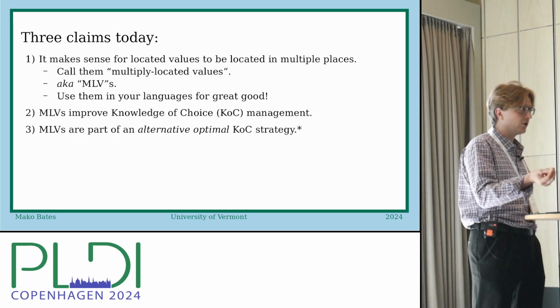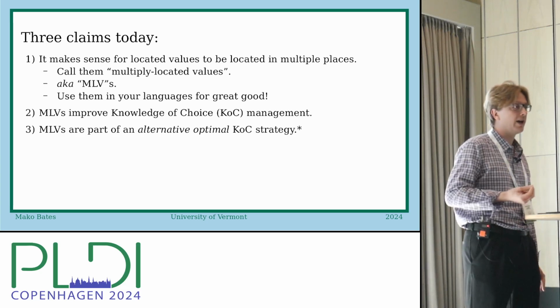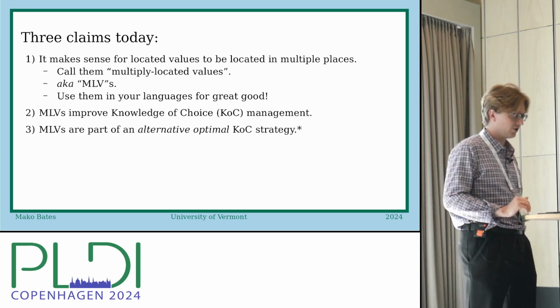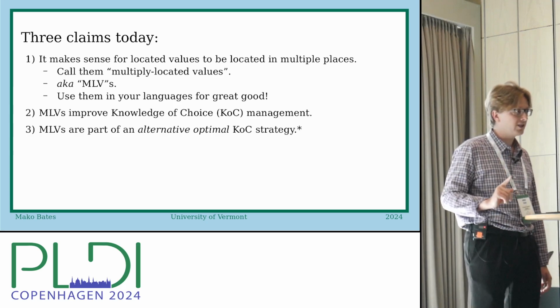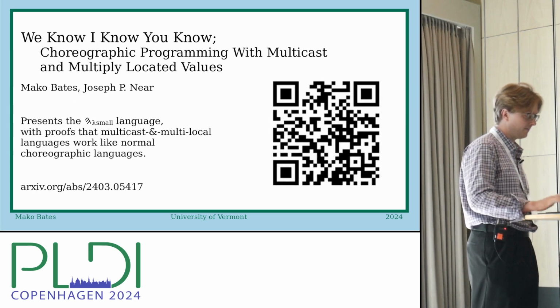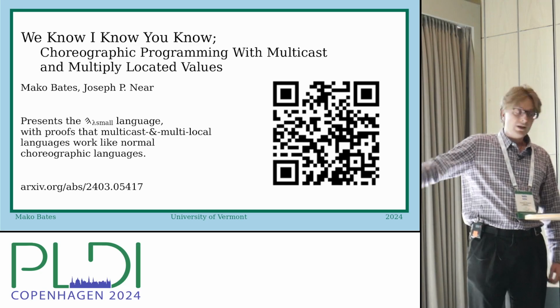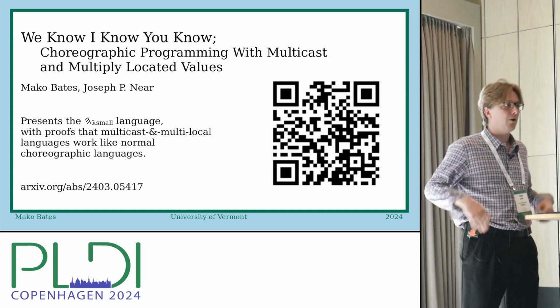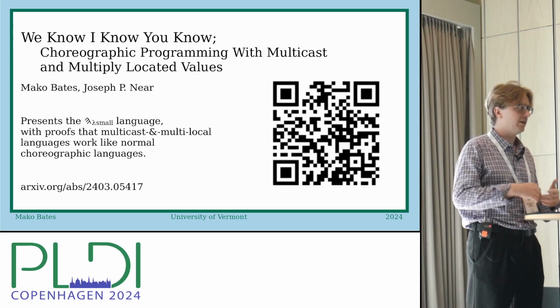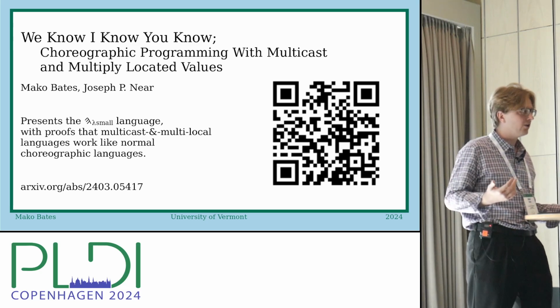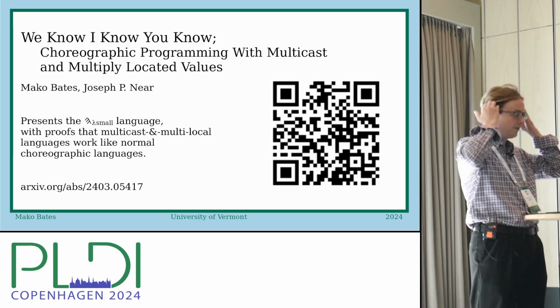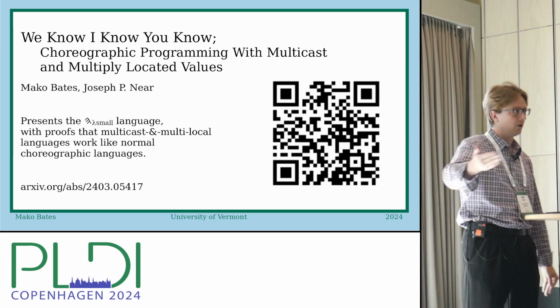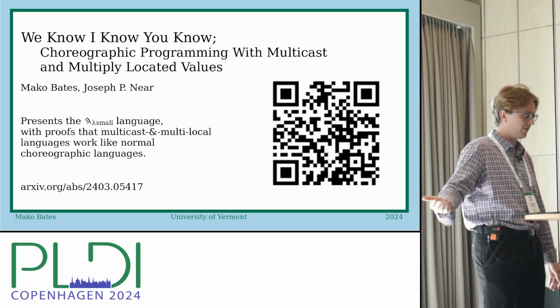That is a knowledge of choice strategy in and of itself, and it's just as good as other existing knowledge of choice strategies. I'm going to hold on to the asterisk there for a while, but we will get to it. So here's the paper. You can read it on arXiv. It formalizes 𝐤λsmall, which is a minimalist lambda calculus for choreographies. We prove normalization by simulation and deadlock freedom.